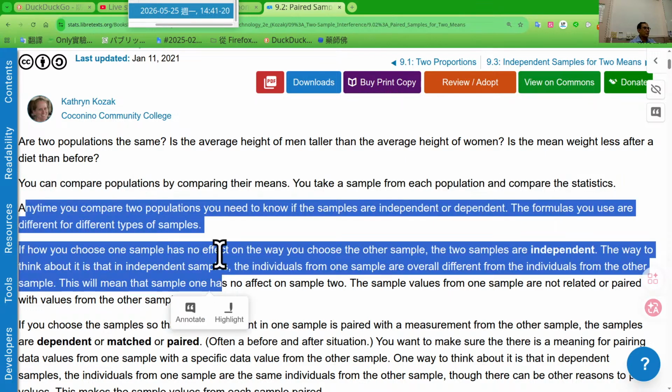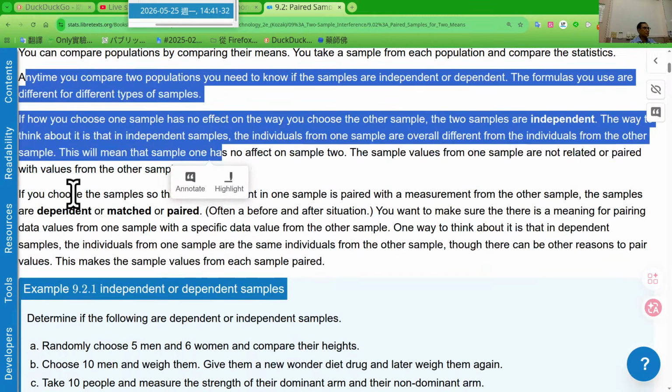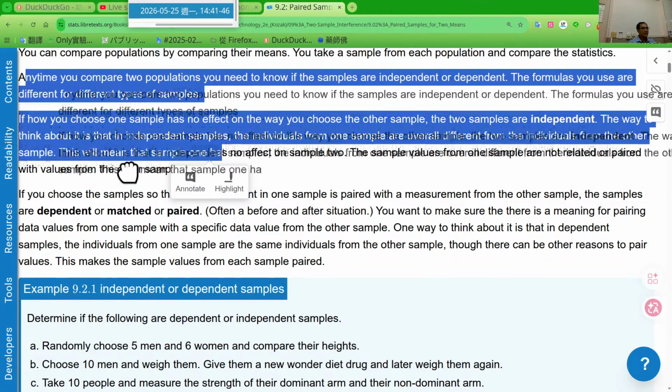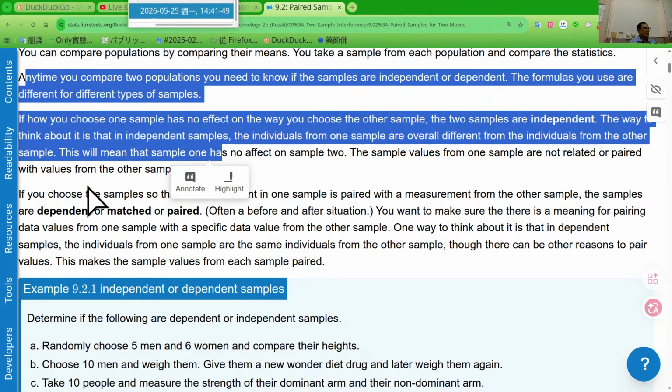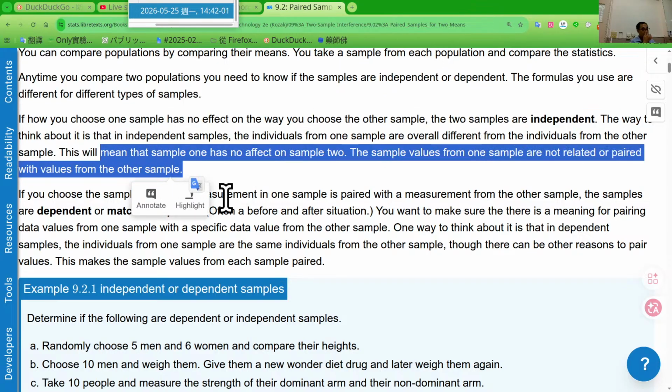Anytime you compare two populations, you need to know if the samples are independent or dependent. The formulas you use are different for different types of samples. If how you choose one sample has no effect on the way you choose the other sample, those two samples we call independent. The way to think about it is that in independent samples, the individuals from one sample are overall different from the individuals from the other sample. This will mean that sample 1 has no effect.